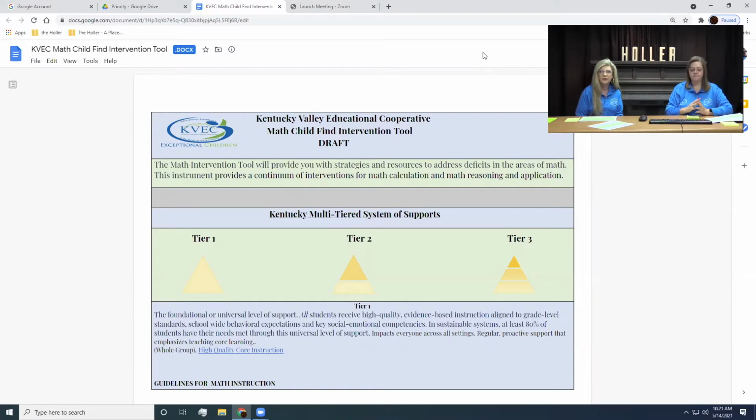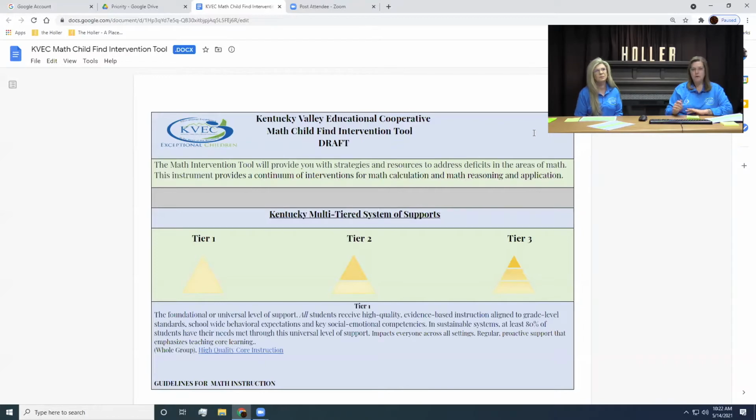And I'm Vonda Adams. We are going to share with you the Math Child Find tool that we have for interventions. We also have this for SDI. The Math Child Find tool is actually providing you with strategies and resources to address the deficiencies in the areas of math. This instrument is used to be a continuum of interventions for math calculations, reasoning, and also applications.